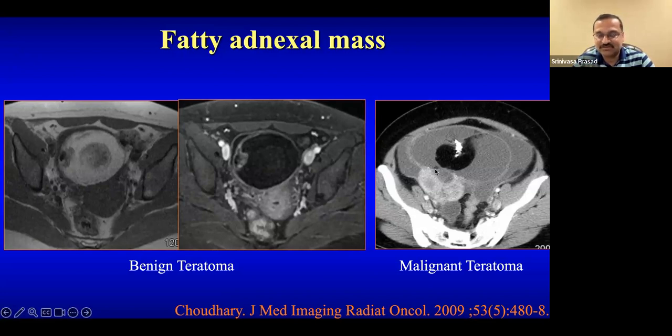In contradistinction, this was a patient who had a long-standing mature teratoma, and on the subsequent scans, there was this enhancing soft tissue that was developing in the posterior aspect of the mass. And finally, it was taken out, and this was a malignant teratoma with a squamous cell carcinoma component.